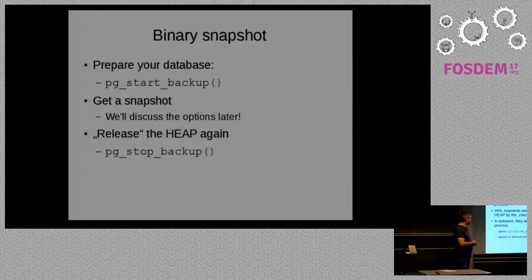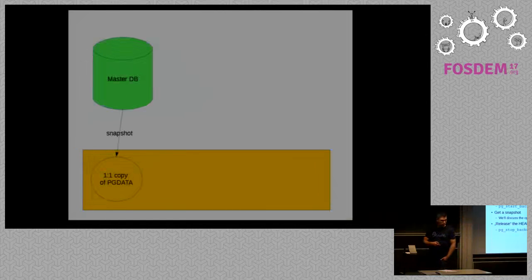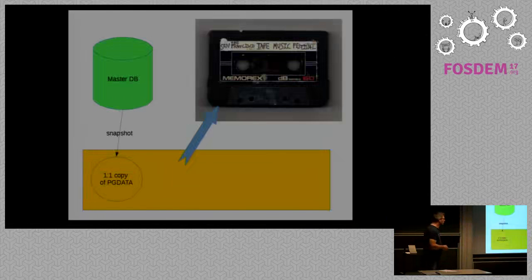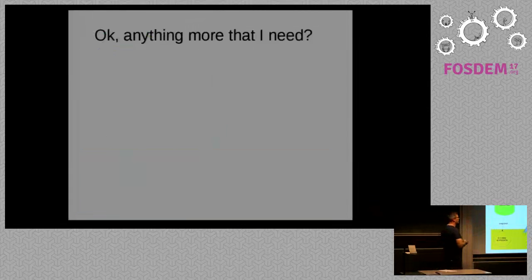pg_start_backup, to get a binary backup, the simplest way, or no, it's just to have it mentioned, right? You call select pg_start_backup, you get a snapshot, and then you release your backup again with pg_stop_backup. Since you don't want to do that manually, we'll go on. That snapshot goes to some area down here, which eventually goes to tape, hopefully, or to something really durable, right? I was Googling for tape.